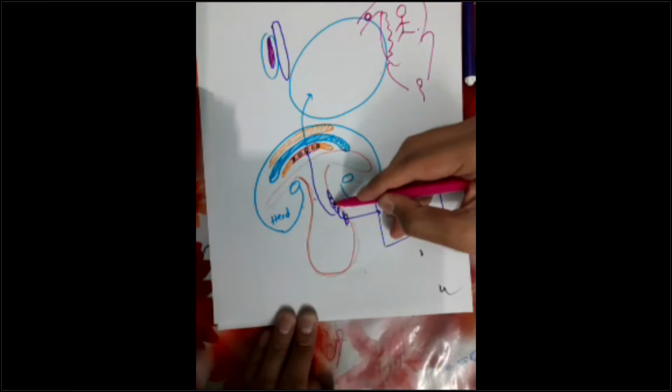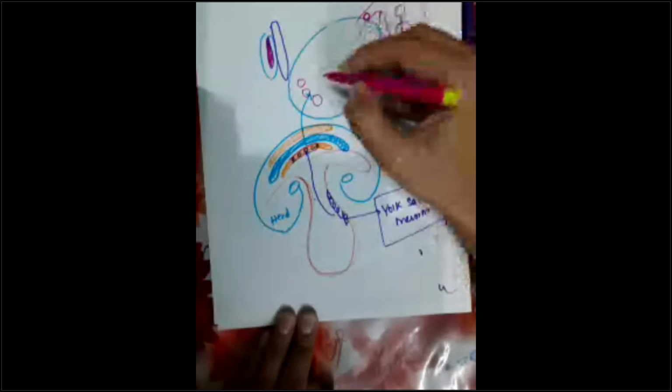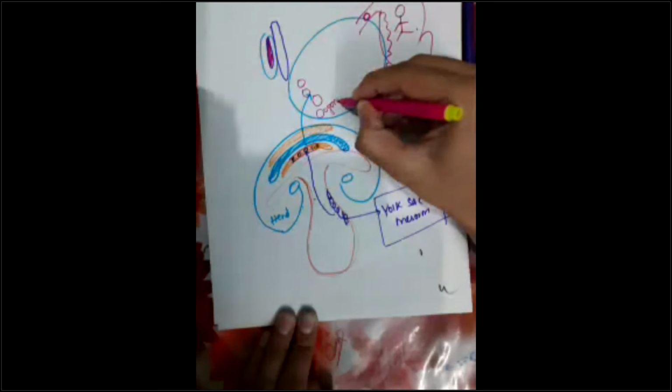So now these migrated germ cells over here are known as oogonia, guys. What are they known as? They are known as oogonia.